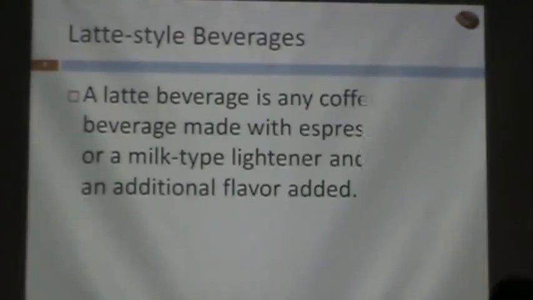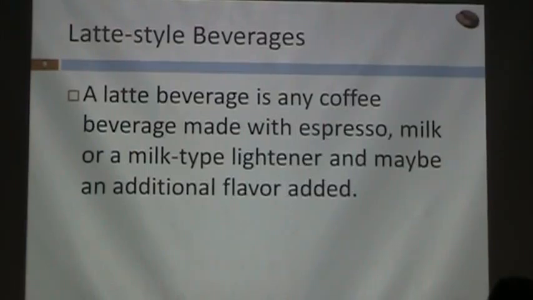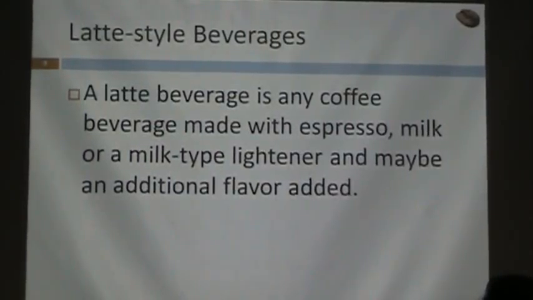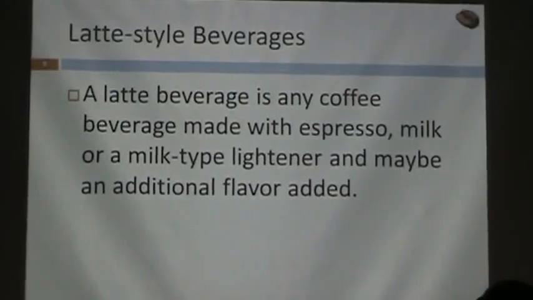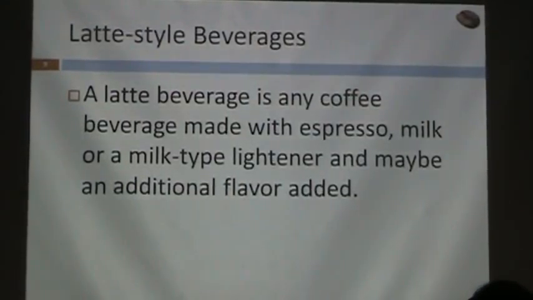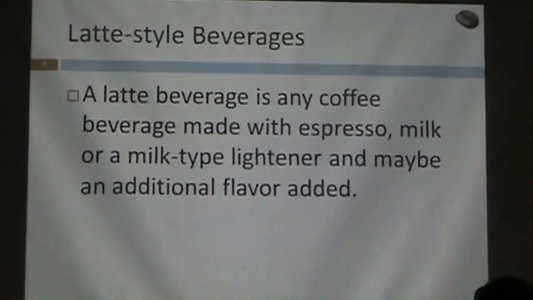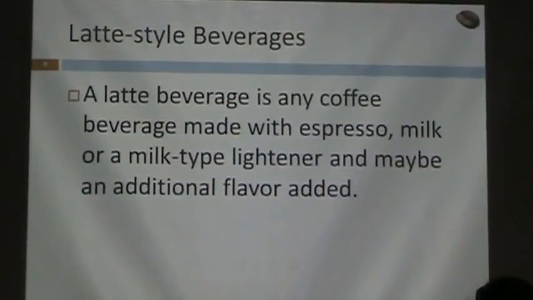So I chose latte-style beverages to study. And I'm defining a latte-style beverage as any beverage made with espresso, milk or a milk-type lightener, and then maybe additional flavor added. Now this definition is an agglomeration of how McDonald's, Dunkin' Donuts, Caribou, and Starbucks are defining latte-style beverages. Those 4 restaurants were chosen because they are the top 4 earners for specialty coffee drinks.